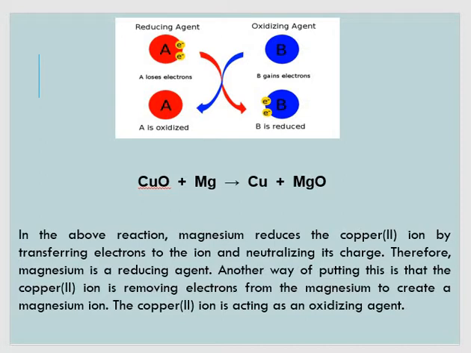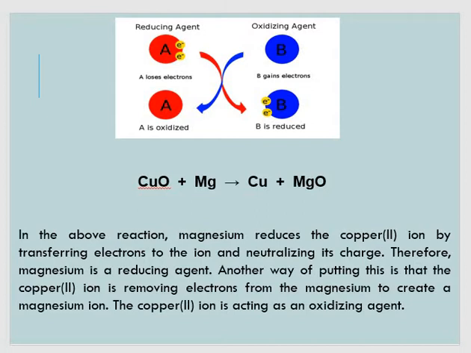Magnesium loses electrons to copper 2 ions present in copper oxide, so magnesium is a reducing agent. Whereas copper 2 ions present in copper oxide gain electrons from magnesium. So copper ions present in copper oxide are an oxidizing agent. So in a nutshell, we can say the reducing agent gets oxidized and the oxidizing agent gets reduced.